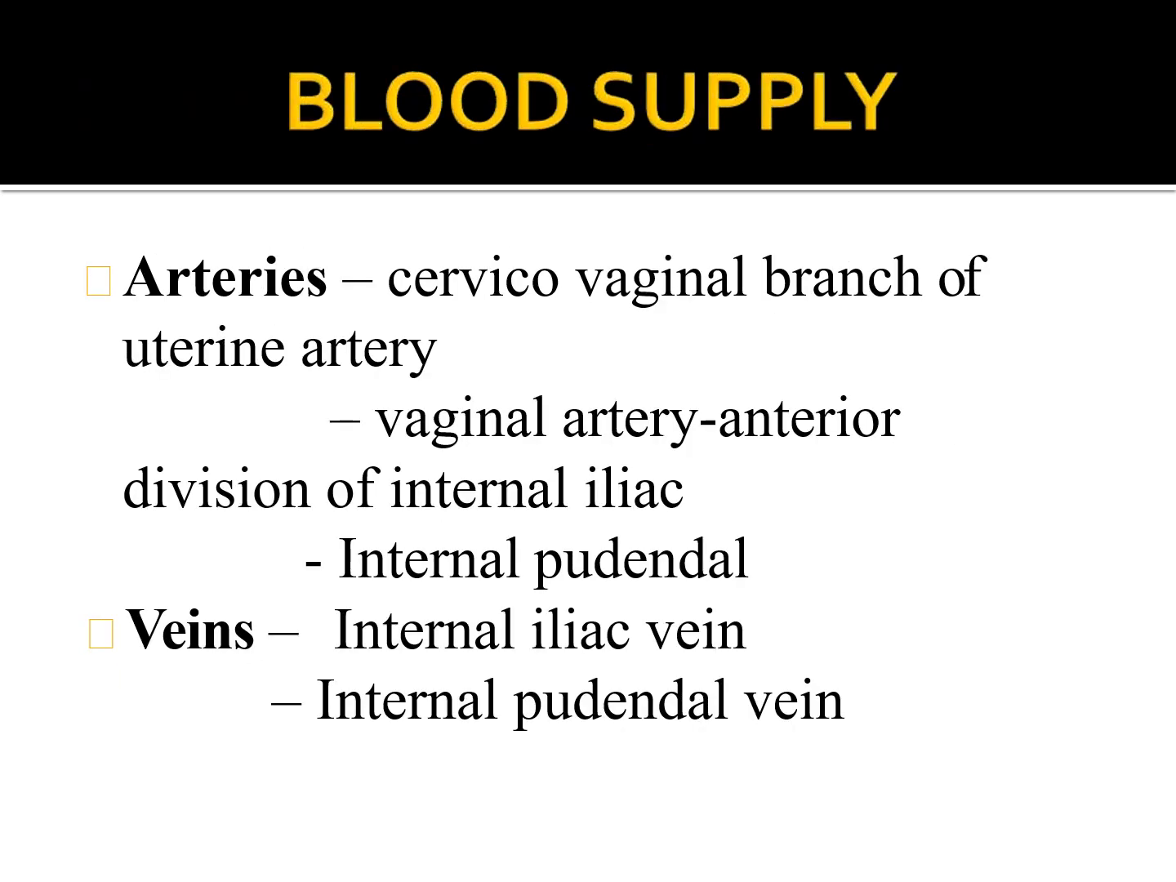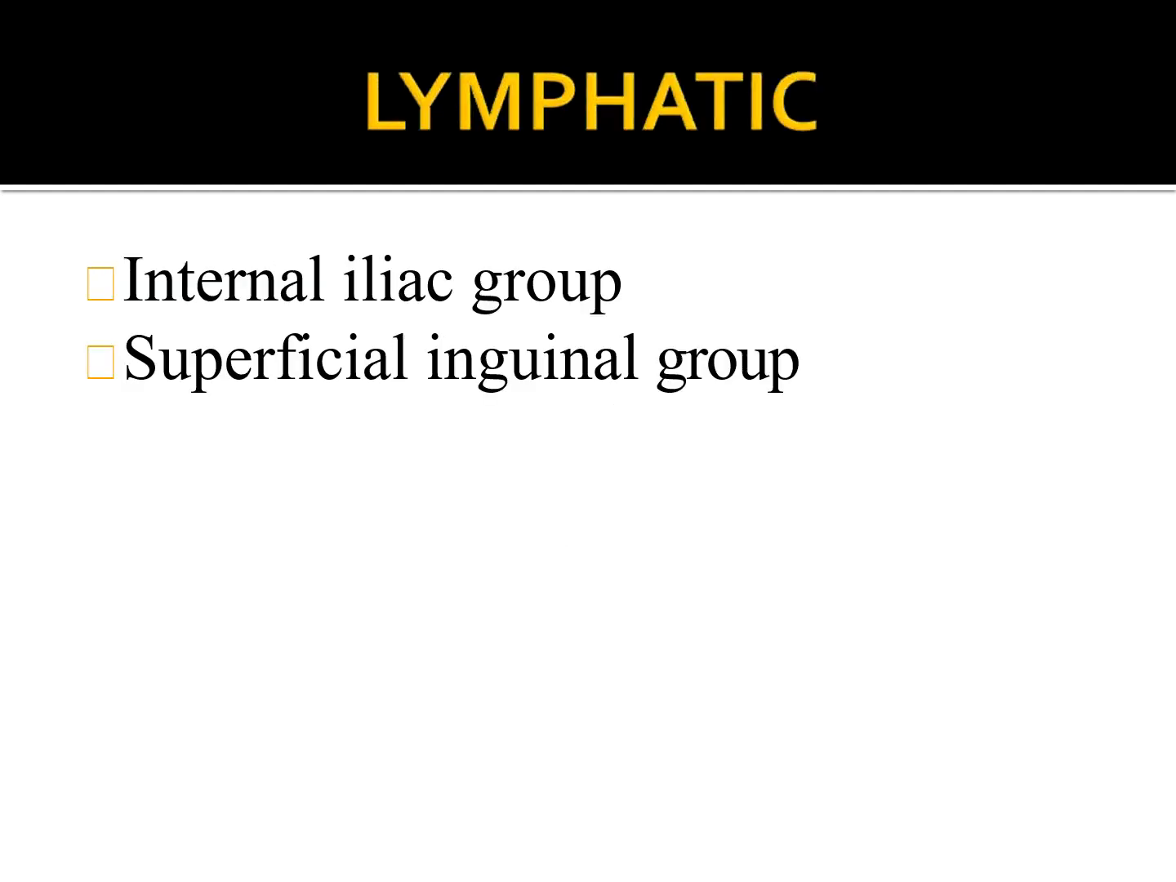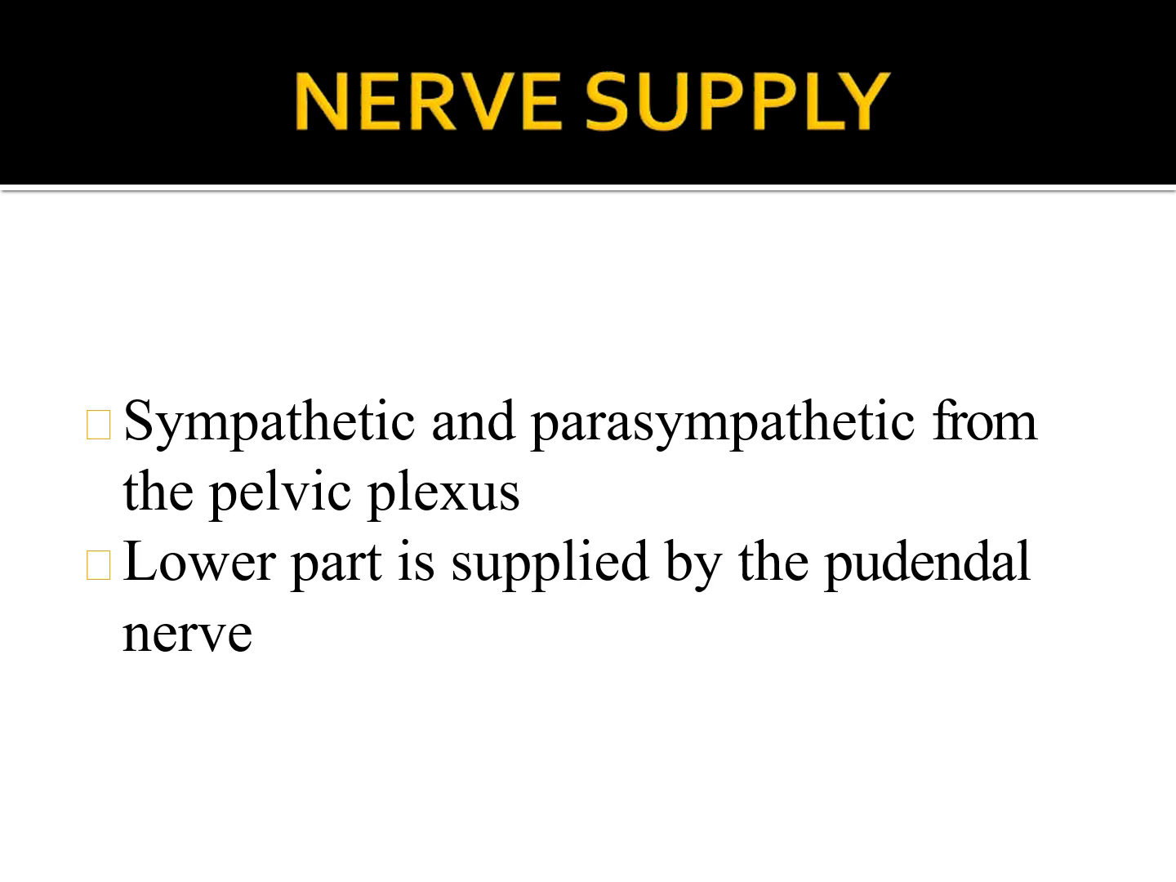Blood supply to the vagina is from the cervico-vaginal branch of the uterine artery, the vaginal artery, which is an anterior division of the internal iliac artery, and the internal pudendal artery also supplies. Venous drainage is into the internal iliac vein and internal pudendal vein. Lymphatic drainage is by the internal iliac group and superficial inguinal group. Next, nerve supply: it is by the sympathetic and parasympathetic plexus from the pelvic plexus. The lower part is supplied by the pudendal nerve.